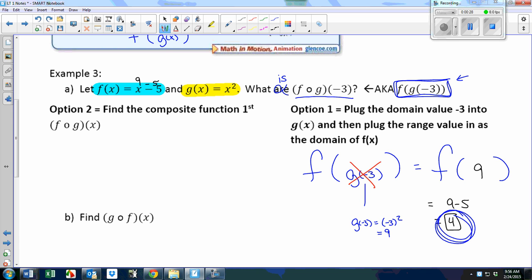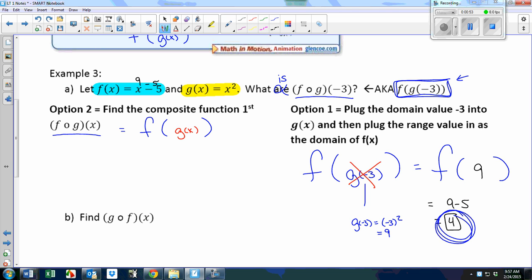What we could have done, and I won't recommend, we could have found the composite function f of g of x first and then plugged in -3 into that function. Now what that means is this. F of g of x looks like that. All right, again, I'm going to go back to a number, okay?